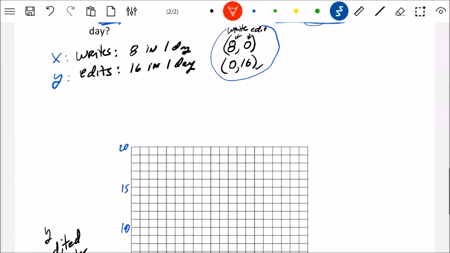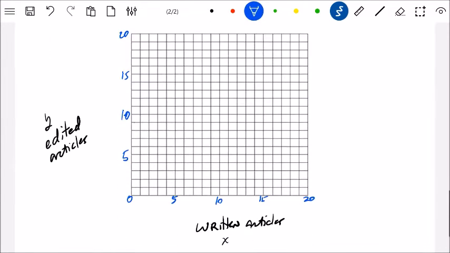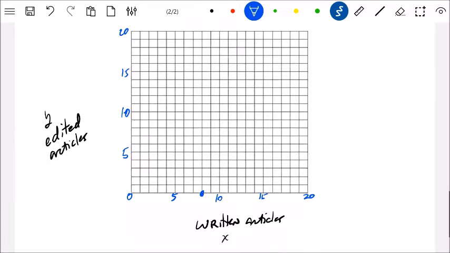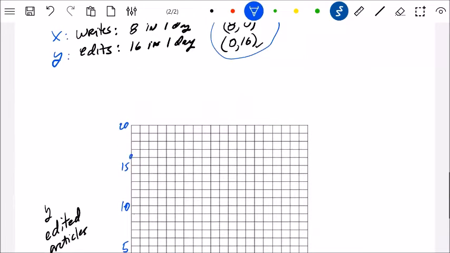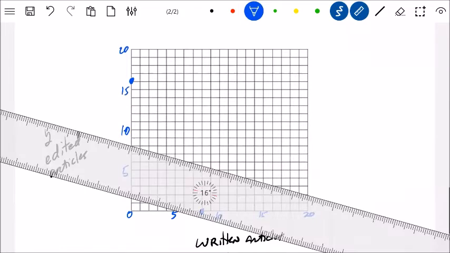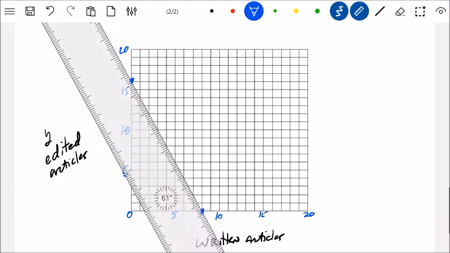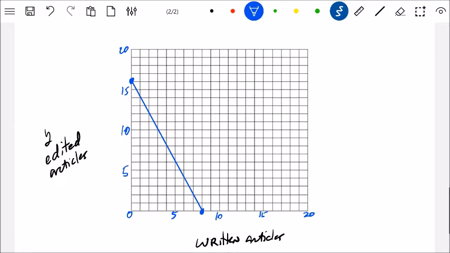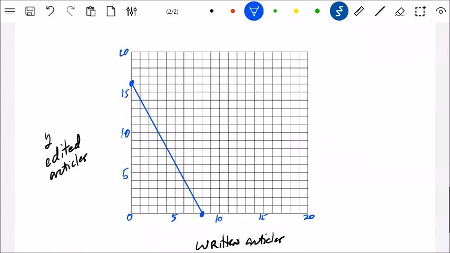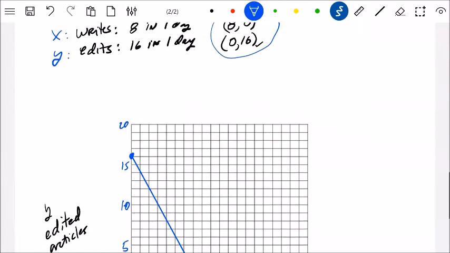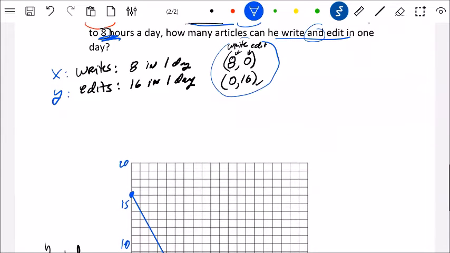Let's do that in blue. So 8 and 0 is here. 0 and 16 is here. And I'm going to draw a line between them. And I'm not going to put arrows on this line because we can't actually go back. We can't go to negative articles or negative written articles or negative edited articles. That's not reasonable here.